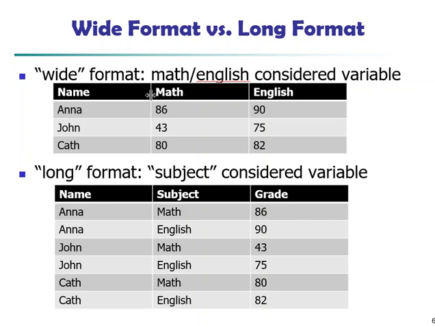So this is a wide format. You could also use a different, higher level of abstraction, using subject as a variable. And then you will have different subjects as values in this variable. So this is considered the long format, right? So you can see no matter how many subjects you have, I'm only going to have these 3 columns, okay?